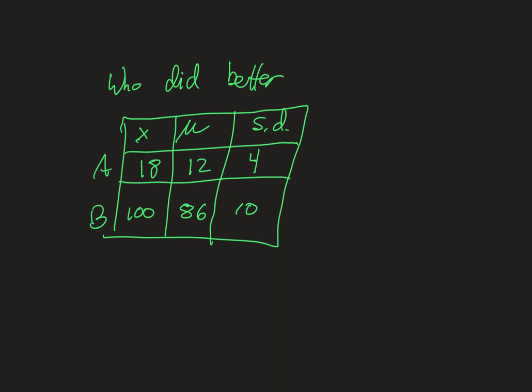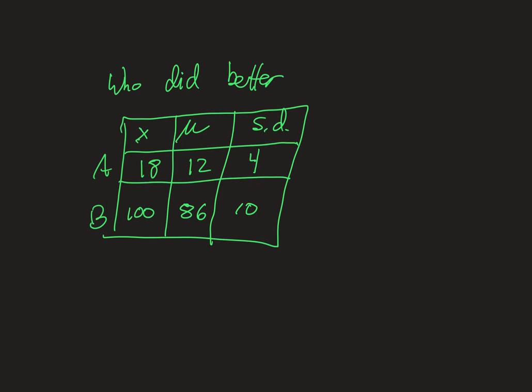So just getting at that idea, who's better when you're comparing two different things, like a score of 18 and a score of 100 for A and B? If A's score is 18 and B's score is 100, that doesn't mean anything unless you know how they compare to their averages. So here we see that A scored better than the average because the average mu is 12. Well, 100 is also better than 86. So they're both better than average, but the question is how much better than average? That's where the standard deviation comes into place.